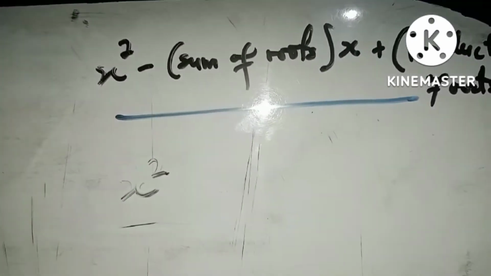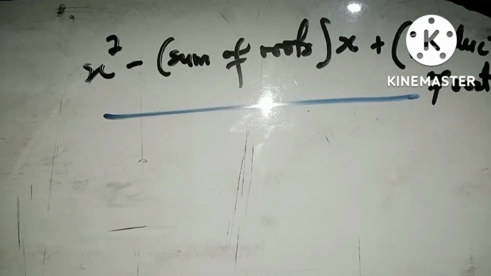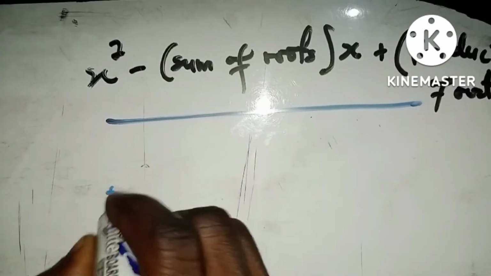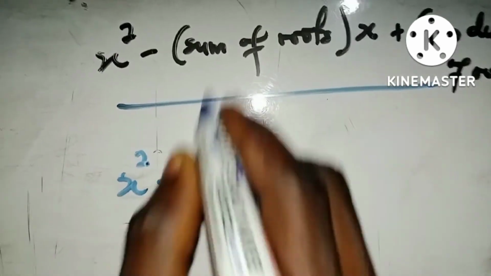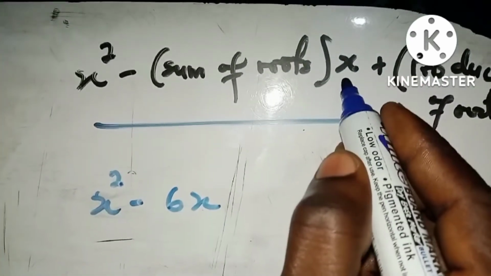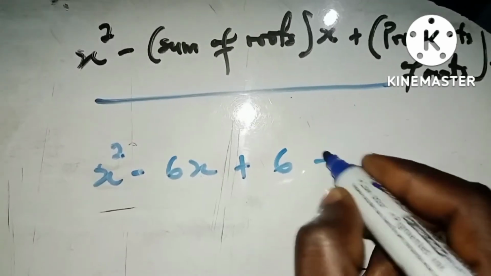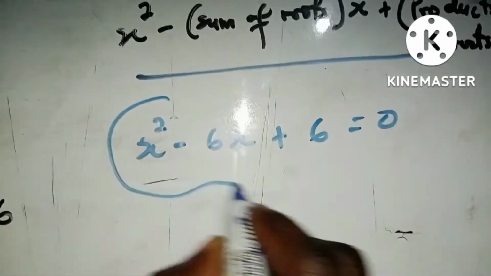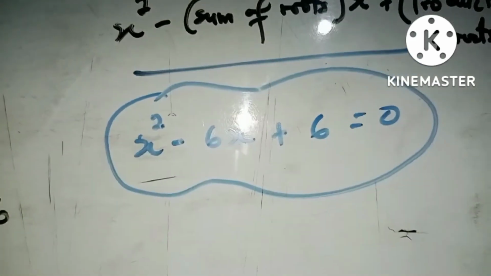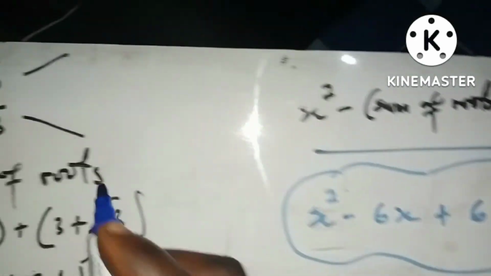So let's use a different pen to demonstrate that. So we have here to be what? X squared, right? So you have x squared here minus the sum, that is what? 6x here. Remember there's x attached to this one, plus the product of the roots, that is 6, everything equal to 0. This is exactly what they have been asking us to find, right? So this is the quadratic equation, given the roots.